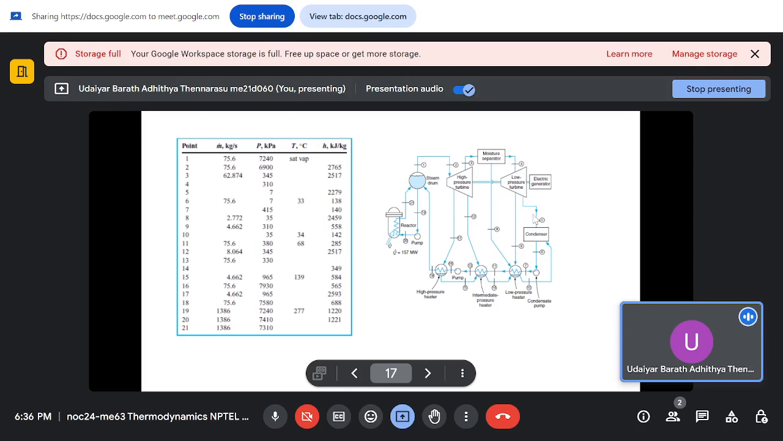the exit of which is going to a condenser, and then it's pumped to a low pressure heater, where you are mixing it with the liquid which is separated from the moisture separator. Then you see this is pumped again to an intermediate pressure heater, where it mixes with the liquid which is coming from the high pressure turbine, and similarly you are sending it back to the steam drum. For each of the states, the corresponding mass flow, pressure, temperature and enthalpy are given in the table on the left.